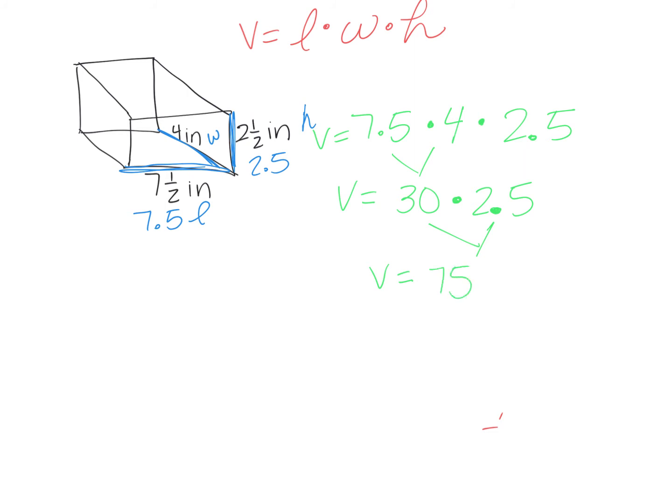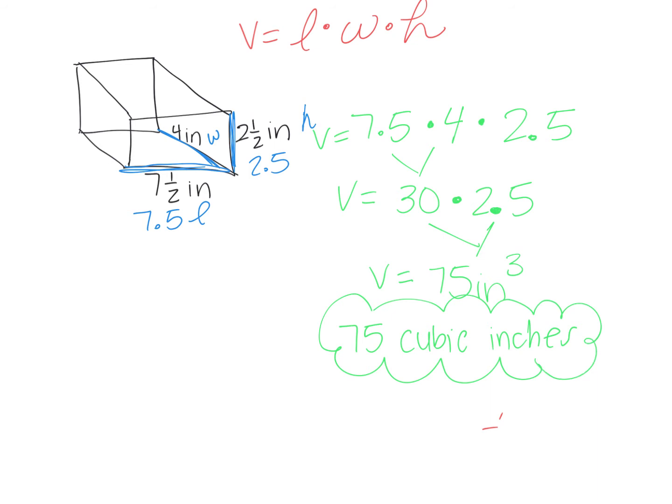I need my units, and I need to cube it. When finding volume, we're always cubing. Another way that I could write this is 75 cubic inches. And that would be my final answer for the volume of this rectangular prism.